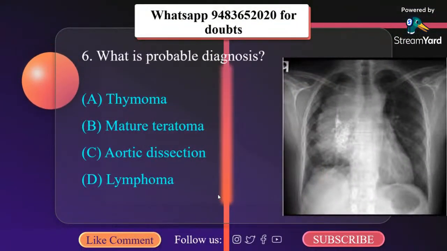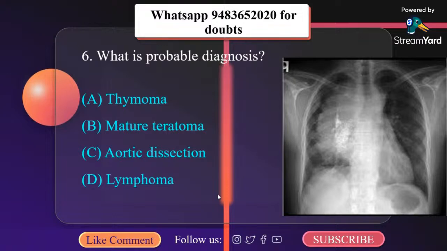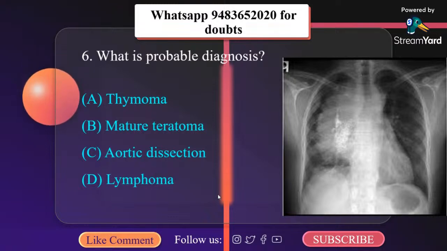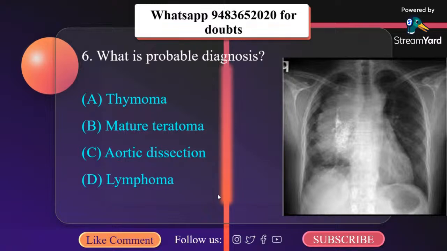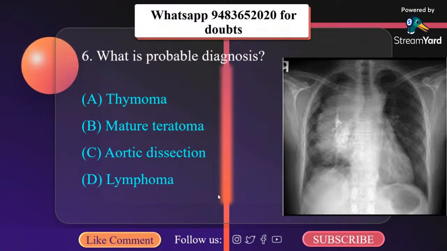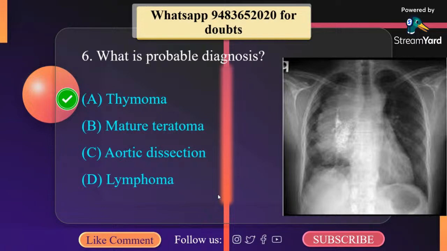What is the probable diagnosis? Look at the X-ray carefully. A. Thymoma. B. Mature teratoma. C. Aortic dissection. D. Lymphoma. So what do you think is the correct answer? Well, it is a thymoma.